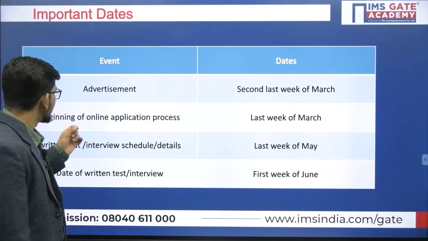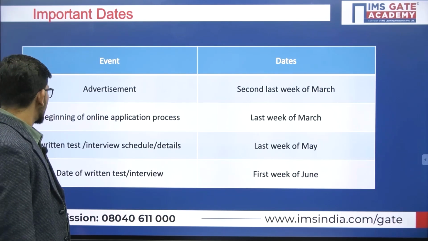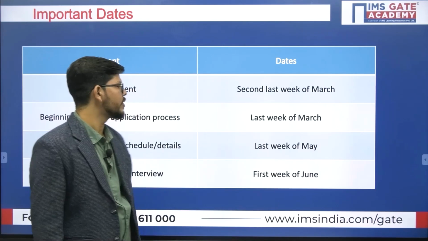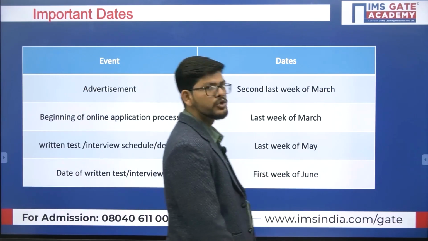Now, talking about the last important dates, the advertisement will begin in the second last week of March. The beginning of the online process will start from the second last week of March as well. The written test or interview schedule will be released in the last week of May, and the written test or interview will be held in the first week of June, if any.